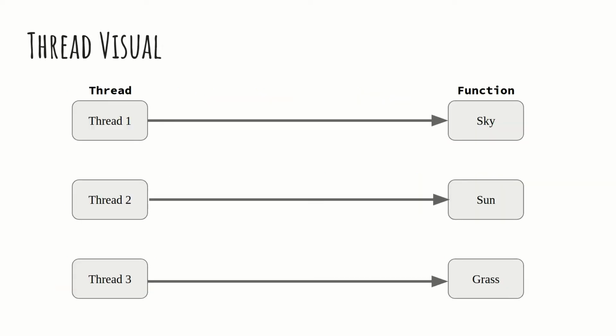So here we have a little visual for threads. On the left-hand side, we have our 3 threads, and on the right-hand side, we have our 3 functions. And so we have thread 1, thread 2, thread 3. Thread 1 maps to the sky function, thread 2 maps to the sun function, thread 3 maps to the grass function. And so what we're able to do with our 3 threads is run them at the same time. So we can run the sky, sun, and grass function all at the same time.